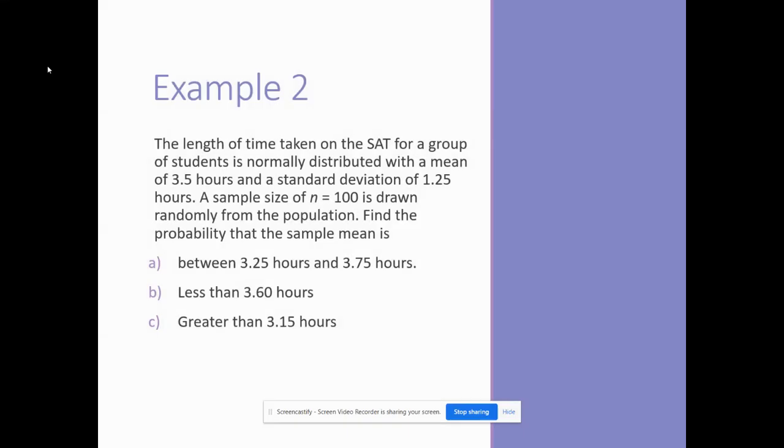Let's go ahead and do example 2. The length of time it takes on the SAT for a group of students is normally distributed with a mean of 3.5 and a standard deviation of 1.25 hours. A sample size of 100 is drawn randomly from the population. Find the probability that the sample mean is A, between 3.25 and 3.75 hours, B, less than 3.6 hours, and C, greater than 3.15 hours.